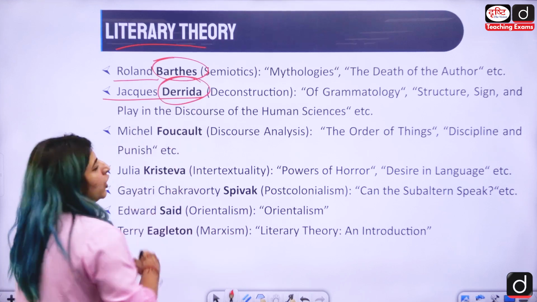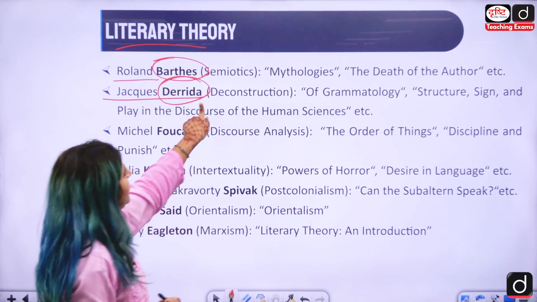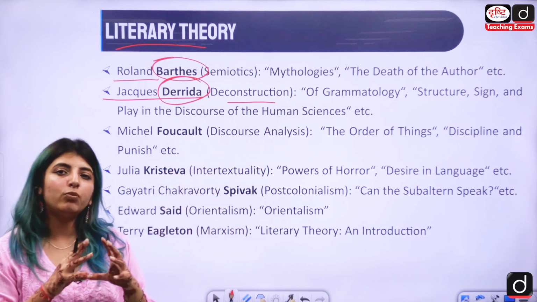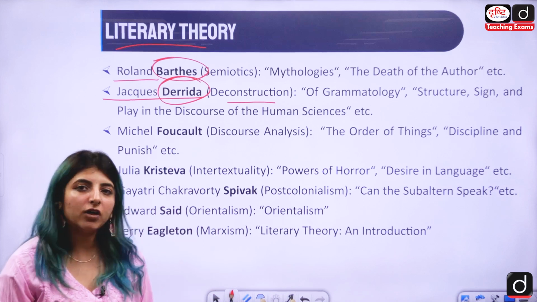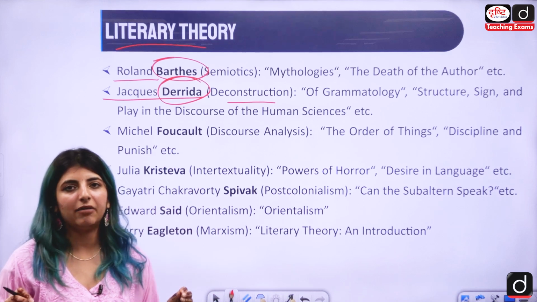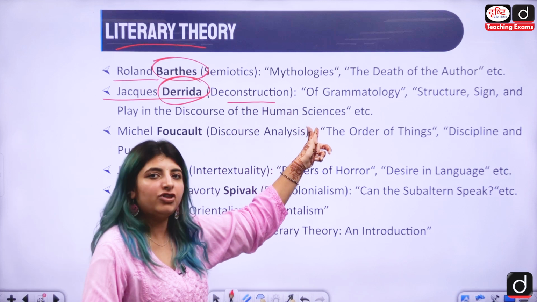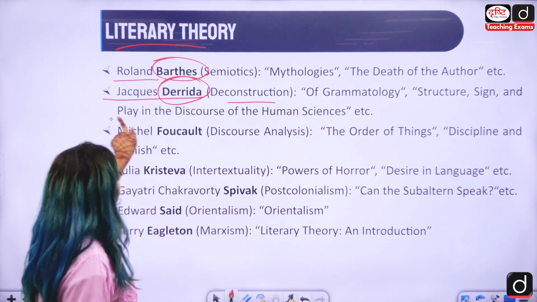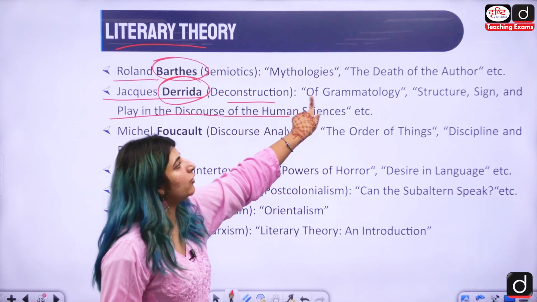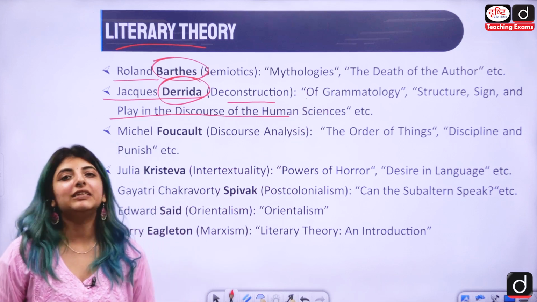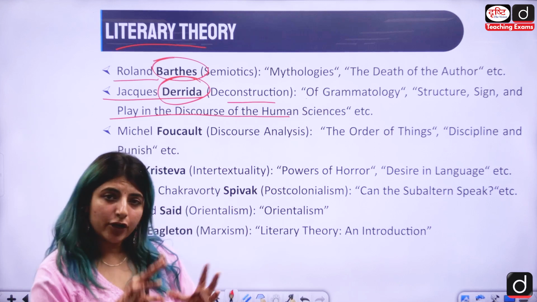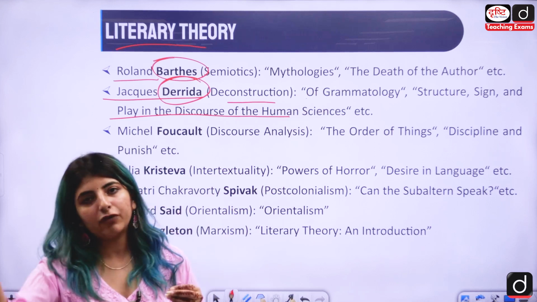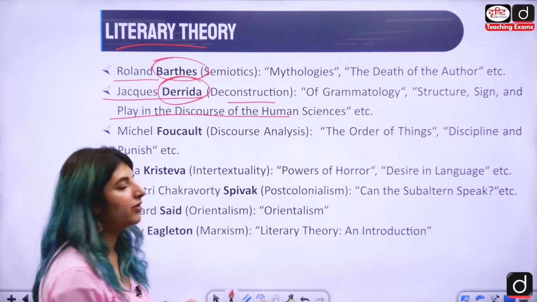Jacques Derrida, who is associated with the theory of deconstruction, right, where he wants to deconstruct the ideologies. The major important works which are time and again asked in the NET examination are Of Grammatology, Structure, Sign and Play in the Discourse of Human Sciences, and Of Grammatology was translated by Gayatri Chakravorty Spivak, right? So these facts become important from an examination perspective.